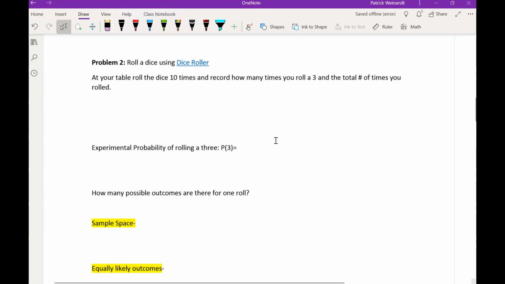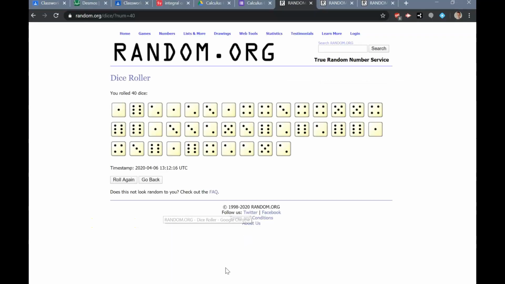So we're going to roll a die 40 total times, and we want to know how many times we roll a 3. And I would encourage you, we haven't talked about theoretical probability, but see if you can find the theoretical probability. We'll talk about that later. See if it's close to this probability I get here.